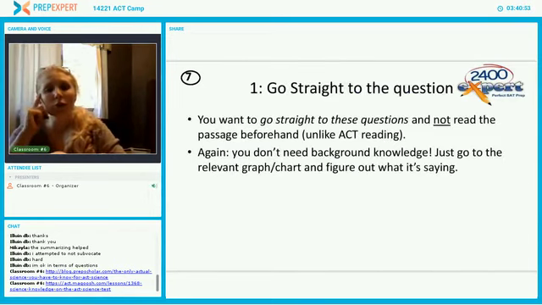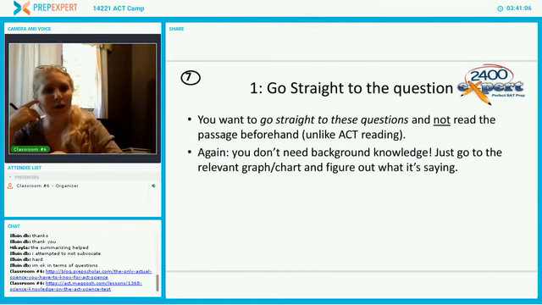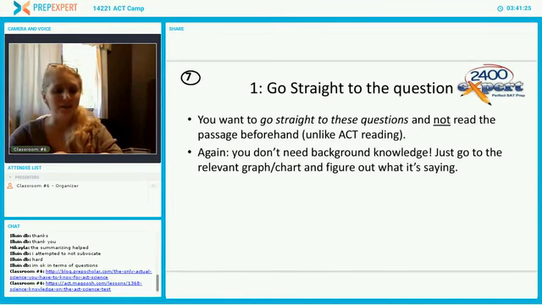So, you want to go straight to these questions and not read the passage beforehand. Unlike in the reading section where we need to have a main idea overview before we start answering questions, for the science section, it's actually going to be the opposite. We want to look at the questions first, because if we think the reading passages were boring, the science passages are even more boring. It's going to be hard to understand exactly what's going on if you don't have some sort of direct focus.